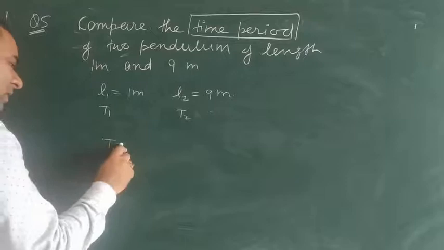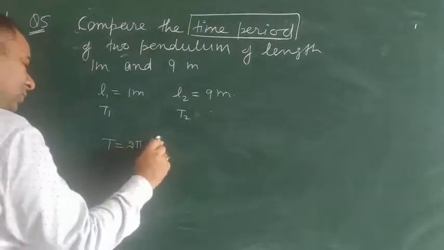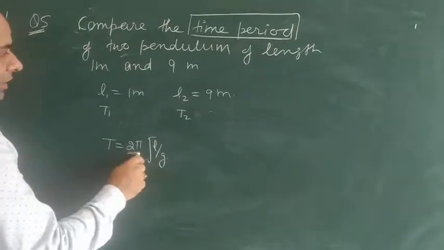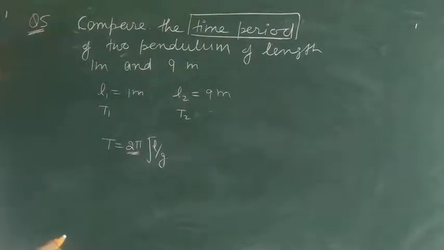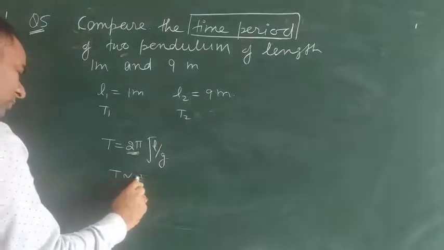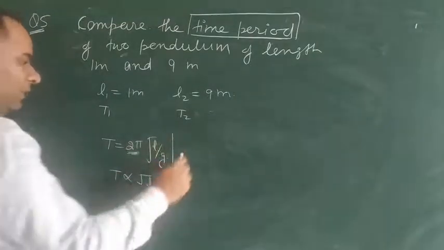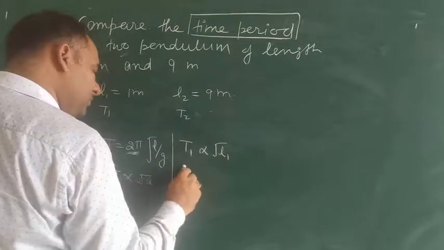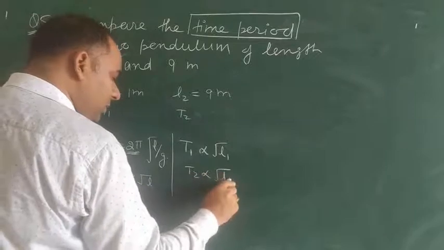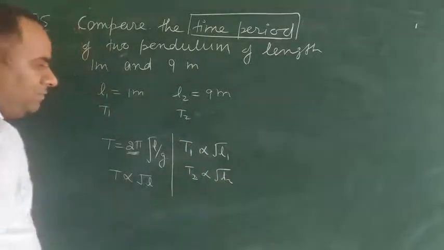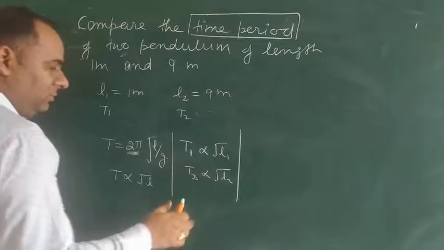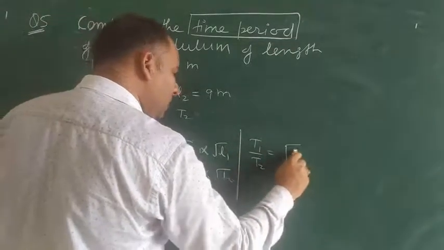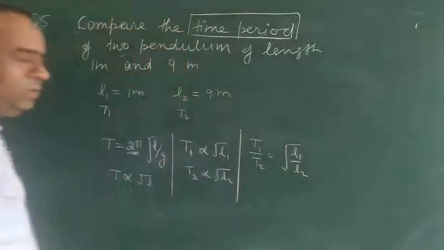So what is your formula? That is 2 pi under root L upon g. This is the time period. 2 pi is constant, and here g is also constant. So T is directly proportional to root L. For the first pendulum, time period is proportional to root L1, and for the second pendulum, time period is proportional to root L2. So divide both terms: T1 upon T2 is equal to under root L1 upon L2.